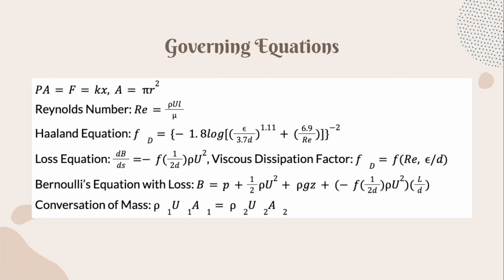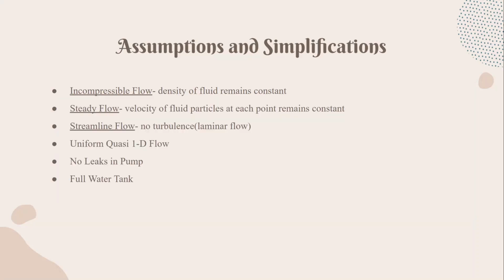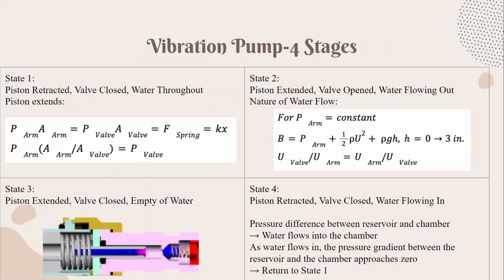We use the definition of pressure for the vibrating pump, the viscous loss factor, and Bernoulli equations for quantifying the flow through the machine. We had to make a few assumptions to simplify the mathematical analysis of our system. These assumptions are as follows: incompressible flow, steady flow, streamlined flow, uniform quasi-1D flow, no leaks in the pump, and a full tank of water.